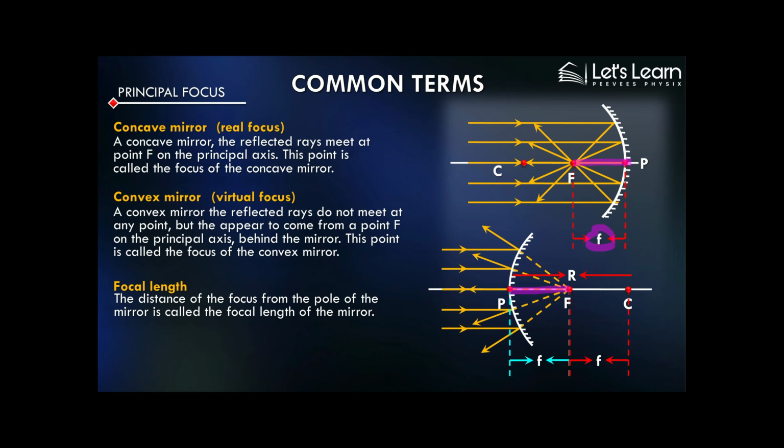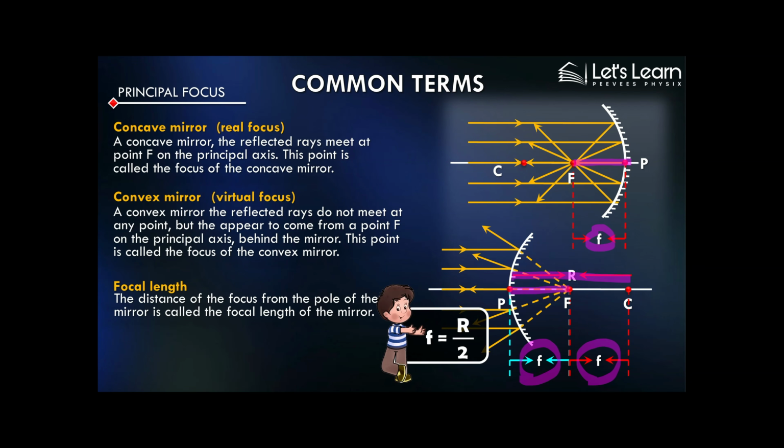Now, how is the radius of curvature related to the principal focus? If you look at this picture, this is the focal length, this is also the focal length, and the whole distance is the radius of curvature. So 2 times the focal length gives you the radius of curvature, or the reverse: focal length will be the radius of curvature divided by 2. R can be written as 2f, or f can be written as R divided by 2.